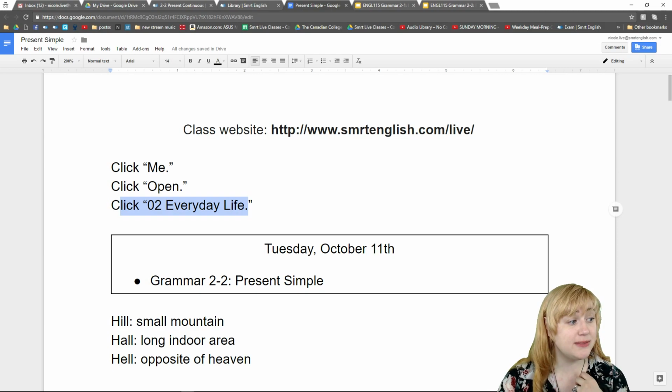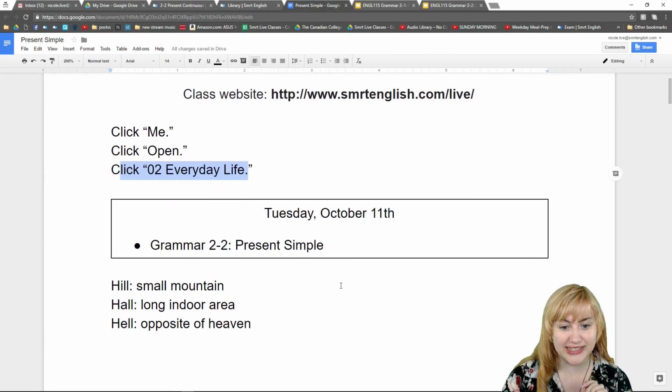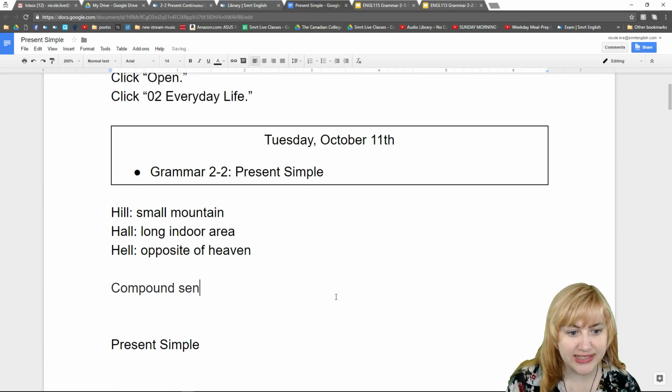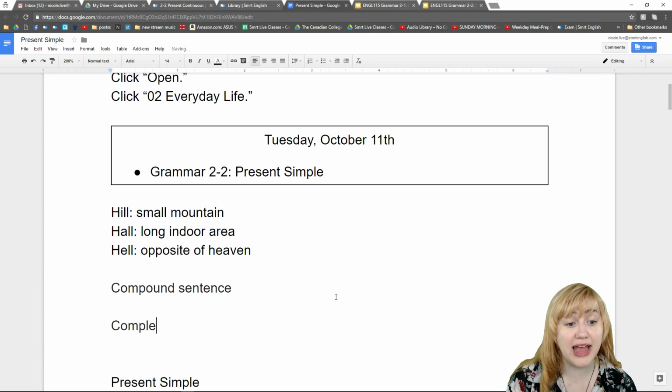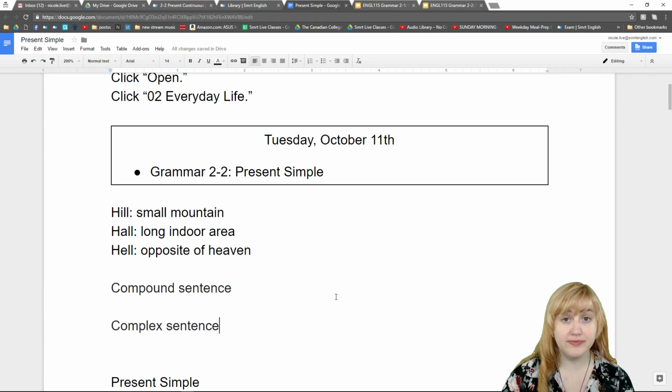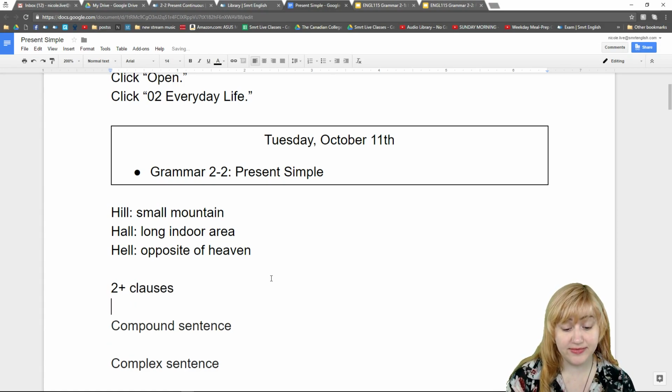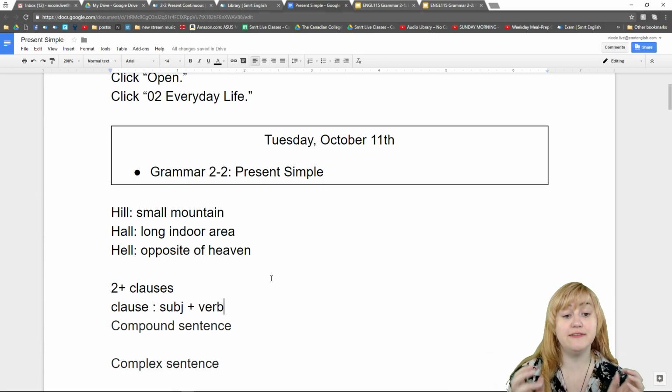A few other people asked questions. Someone asked about the difference between a compound sentence and a complex sentence. I can give just a little bit of information on that before we get started. Compound and complex sentences are sentences with two or more clauses. A clause is a subject plus a verb that go together, a subject and verb pair.